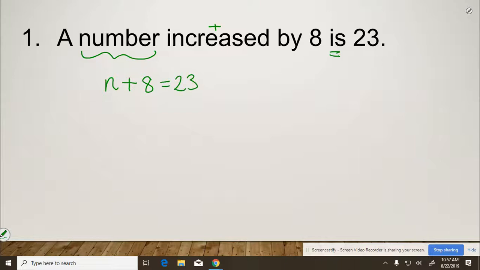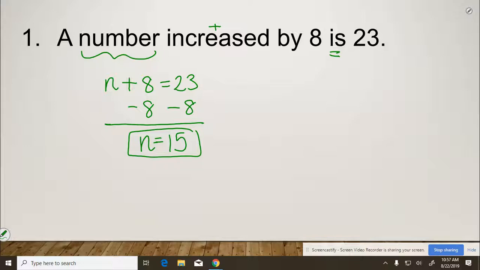So just like yesterday, we have an addition problem. The opposite of adding is to subtract. So we subtract 8 from both sides. We get n equals 15. Done. Let's take a look at the next one.